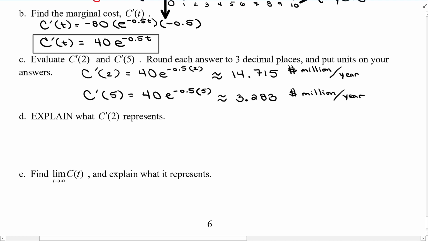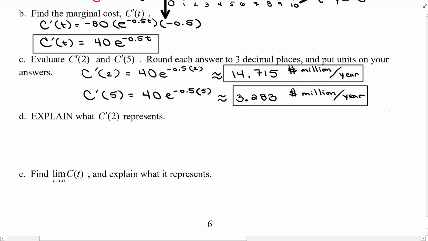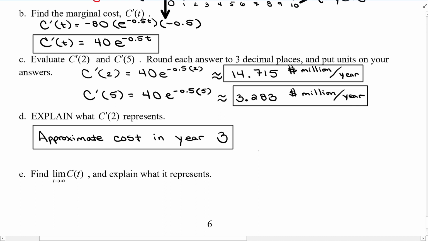Now, part D says, explain what C prime of 2 represents. C prime of t represents marginal cost, and marginal cost is the change in the total cost that arises when the quantity is incremented by 1 unit. Since t represents years, and we're looking for C prime of 2, this represents the approximate cost in year 3. It's year 3 because that would be 1 more unit greater than 2. Now let's box that in.